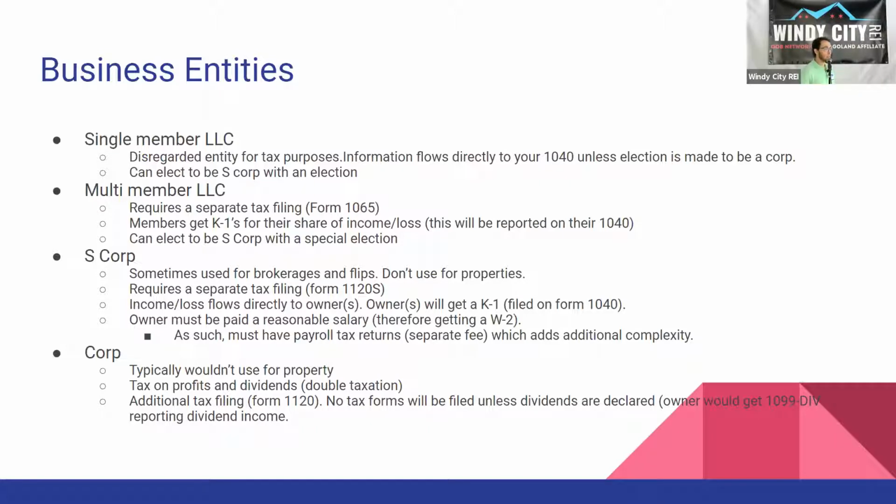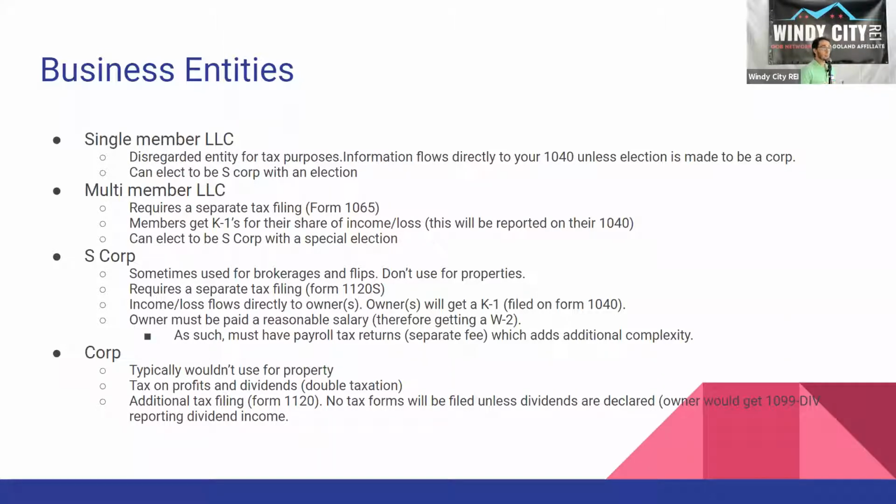And then the last one would be the corporation. It's typically not used for property as well. It's taxed on the profits and the dividends. The tax on the profits is 21% right now because of the last tax legislation change.